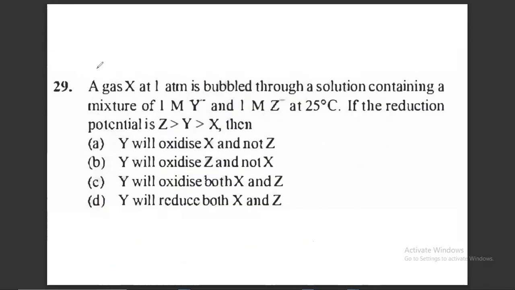29, let's read. A gas that acts at 1 atmosphere is bubbled through a solution containing a mixture of 1 molar Y, 1 molar Z at 25 degrees, that is room temperature. If the reduction potentials are given, then which of the following is the correct answer? So this is the question asked to you. Remember, the more the reduction potential, the more is the oxidizing power. 29 would be A. Why will it oxidize Y? Because you can see from these values. Question number 29, done.